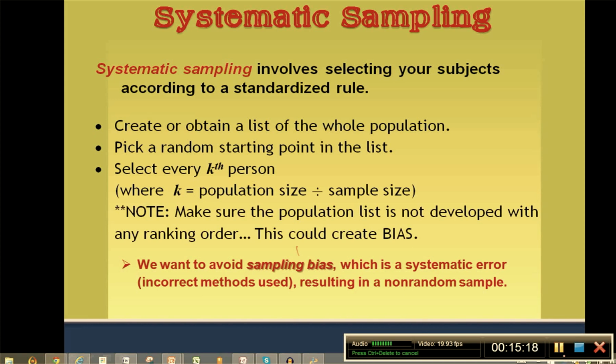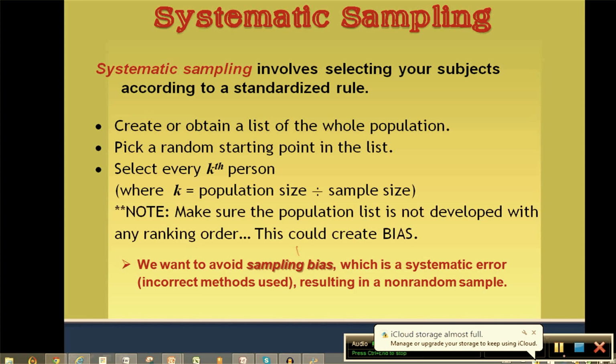We can create or obtain a list of the whole population. Then you want to pick a random starting point in the list. And then we'll select every K-th person. Now, how do we get the number K? The population size, the total in my population, divided by the total number I would like to have in my sample.